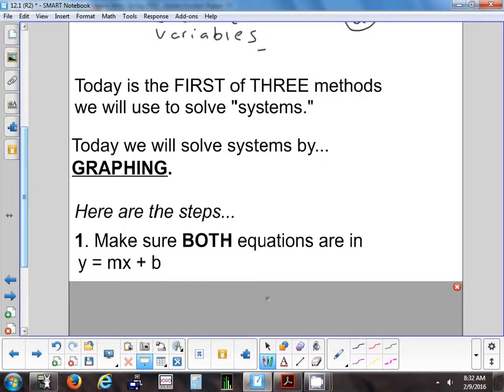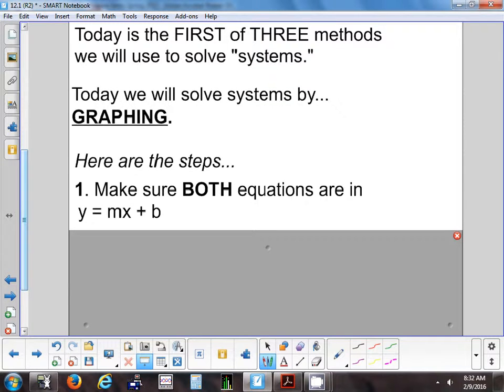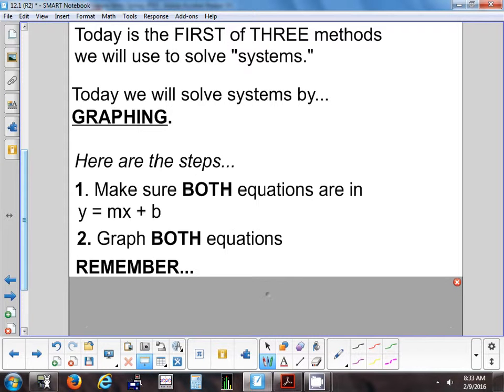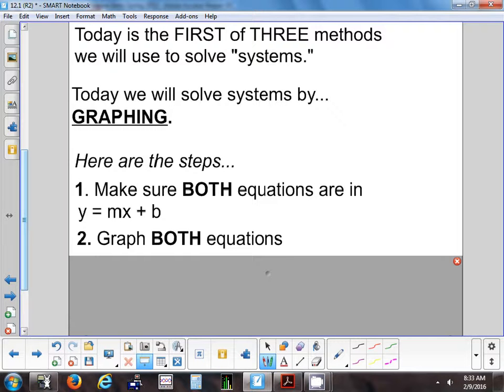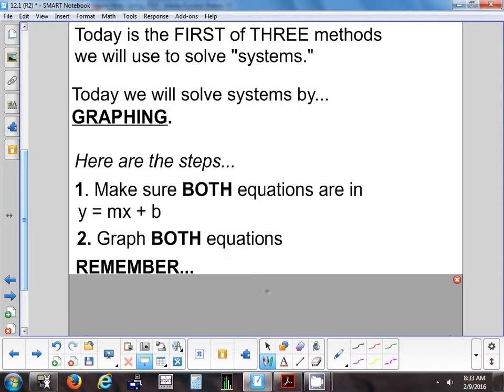These steps that we're going to go through are the steps to graph, and Mr. Roy kind of went over them in the warm-up, touched on them a little bit. Anytime you want to graph, make sure both equations are in y equals mx plus b. We'll start out with some that are, and then we'll do some that aren't. But if y isn't by itself, y has to be by itself. Once you get y by itself, you're going to graph both of them, and then we're going to try to see where they cross.